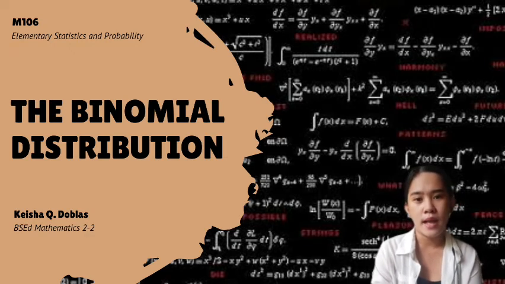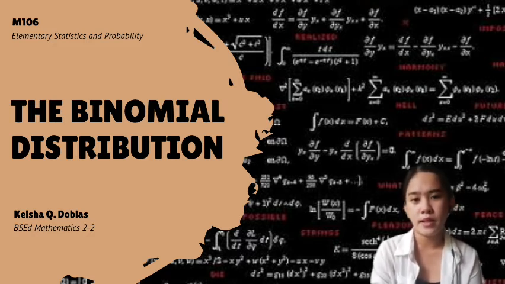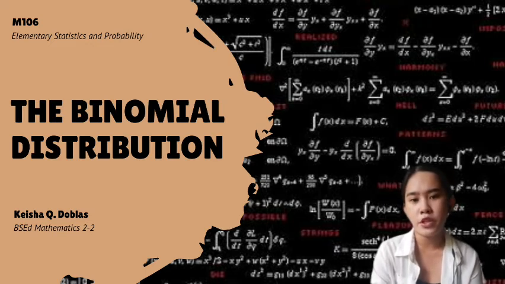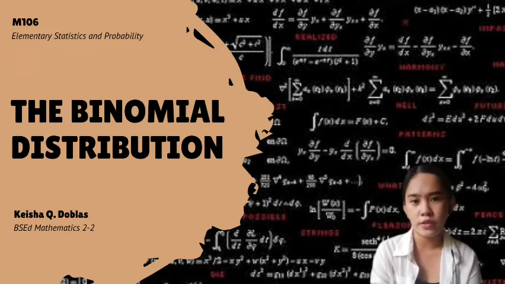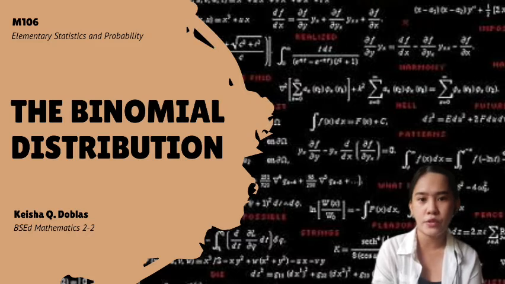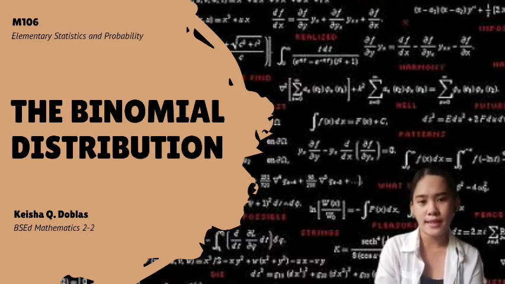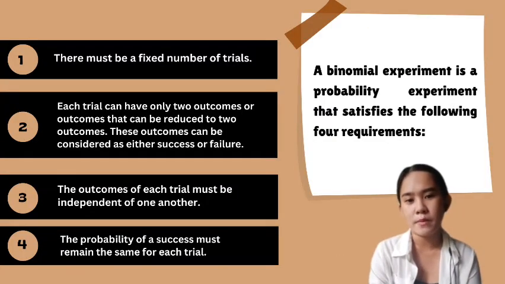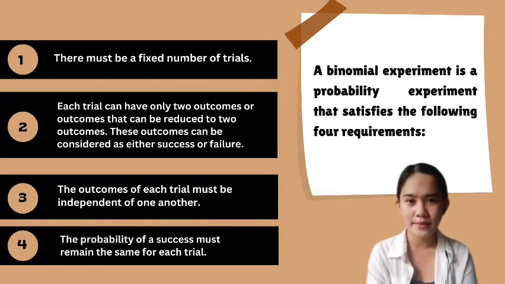For example, a medical treatment can be classified as effective or ineffective depending on the results. A person can be classified as having normal or abnormal blood pressure depending on the measure of the blood pressure gauge. A multiple choice question, even though there are 4 or 5 answer choices, can be classified as correct or incorrect. Situations like these are called binomial experiments. A binomial experiment is a probability experiment that satisfies the following 4 requirements.